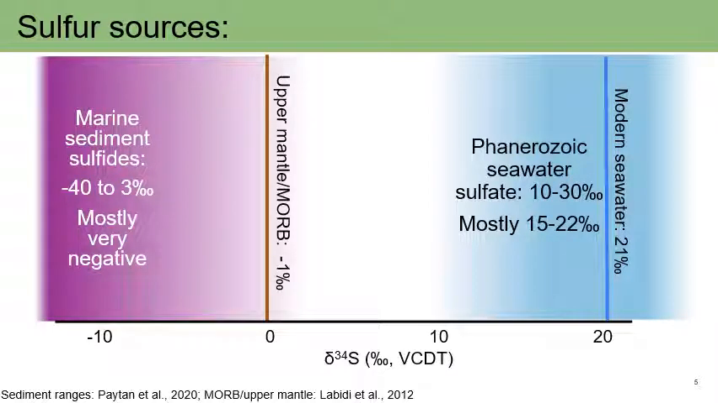So the first control on volcanic sulfur isotope composition is the composition of the original source of the sulfur. And so volcanic sulfur can originate in the mantle, which has an isotope value of around -1 per mil, but it can also have sulfur from ocean sediments from a subducting slab or assimilated in the crust. And sedimentary sulfur can have a wide range of values. Mostly these very positive values from sulfate originally derived from seawater, which is between around 15 to 22 per mil. But it can also have very negative values coming from sedimentary sulfides.